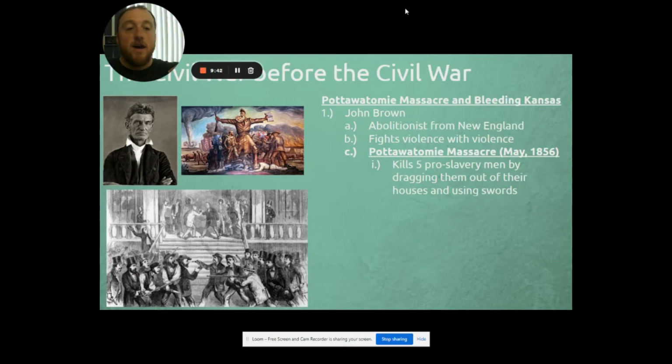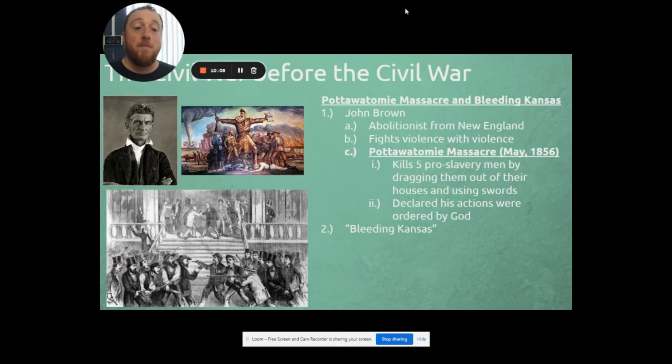And so that's his idea of fighting violence with violence, right? If you're going to hold these people as slaves, we're going to treat you that way as well. His big thing is that he was told by God to kill these men and drag them out of their houses. So he's using the power of religion to justify his killing of these people.